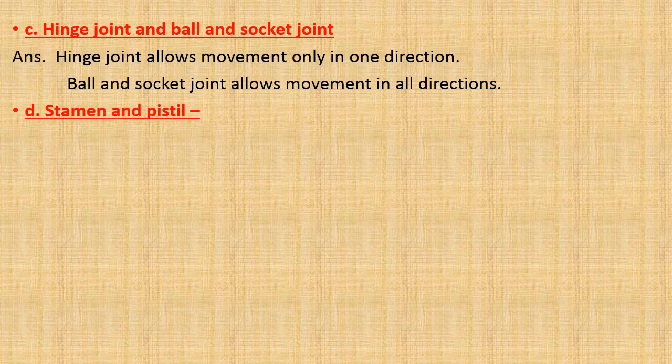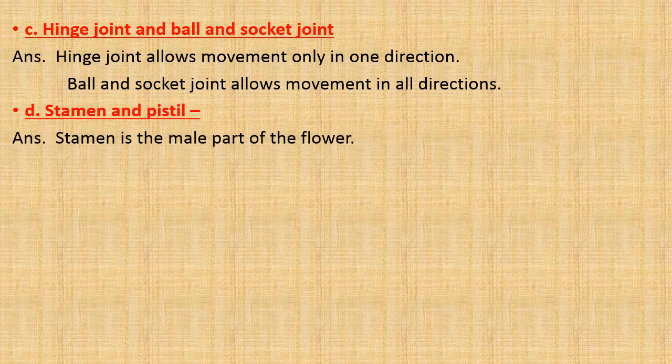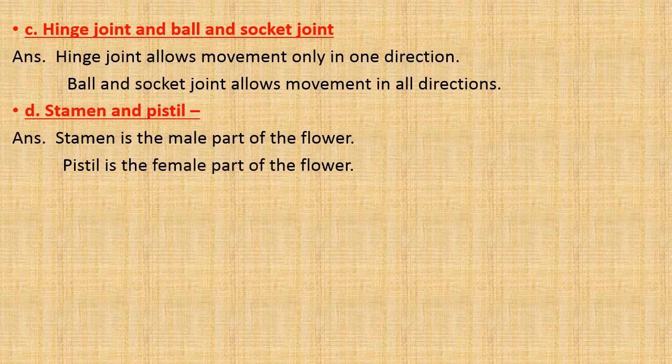Part D, stamen and pistil. Stamen are the male part of the flower and pistil is the female part of the flower. Stamen is the male reproductive part of the flower, whereas pistil is the female reproductive part of the flower.